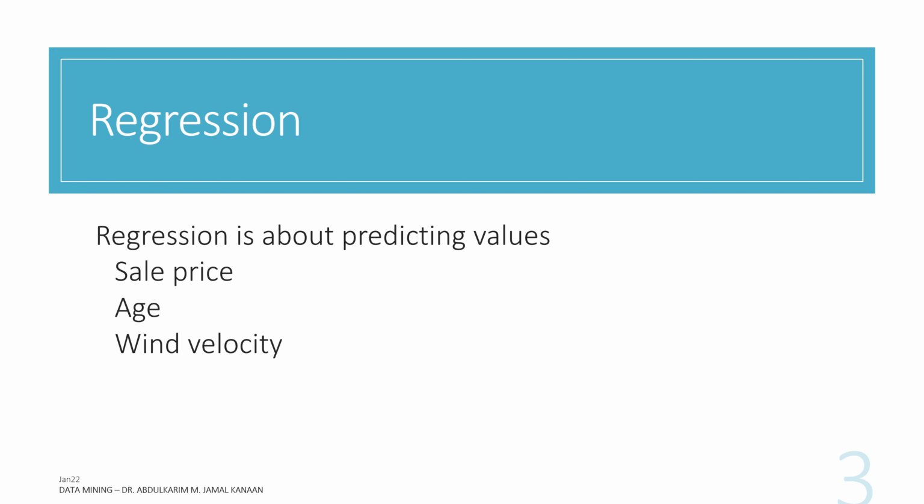Regression, on the other hand, you are trying to predict values. In classification, we were trying to predict labels, classes, but here we are trying to predict values. For example, you're looking for the sale price of a house or car, or you're trying to predict the age of a person, or the wind velocity, and so on. So you're looking for values. And keep in mind, the values here, of course, have a sense of ranking. Like a house price of 5,000 is less than a house price of 10,000. But in classification, it was just a matter of labels.